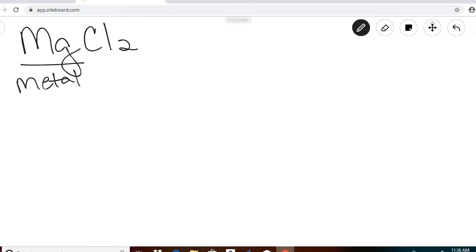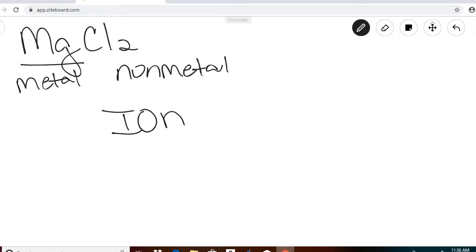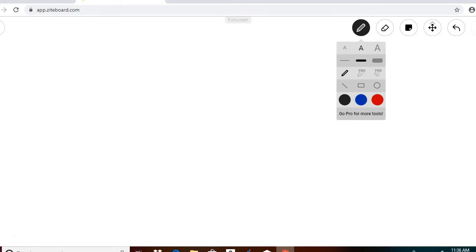Okay, so let's start with A, MgCl2. Okay, this is a metal. This is a non-metal. So this is an ionic compound. And the name of this would be magnesium chloride, as it's ionic.